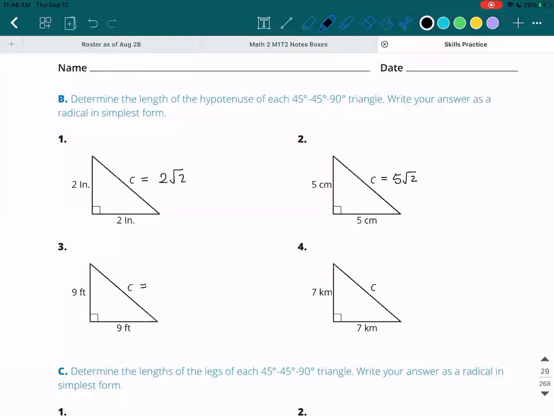9. 9 what? Hypothesis 2, something like that. I don't know how it's pronounced. 9 hypotenuse 2.